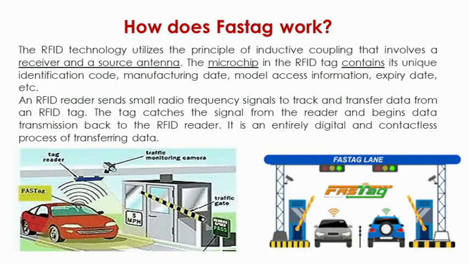As the vehicle comes, the antenna and the microchip in the RFID tag contain all the information, like expiry date and payment. The reader sends a small radio frequency signal to track the data, and the tag catches the signal from the reader and exchanges the information, and that is how the entire payment happens digitally and contactless. So the traffic is less at such toll booths on the highways. You might have seen and experienced these nowadays all across the highways.